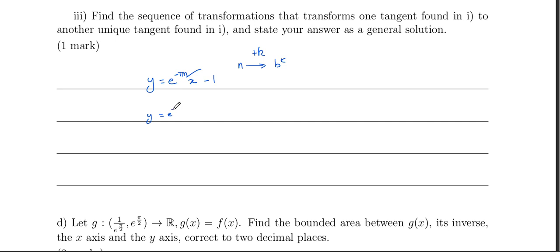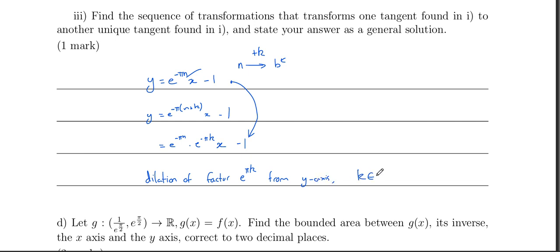So another unique tangent would be n plus k x minus 1, which is equal to e to the negative pi n multiplied by e to the negative pi k, just using exponential laws, x minus 1. So as you can see, from here to here, there has been a dilation of factor e to the pi k from the y-axis, where k is an integer.